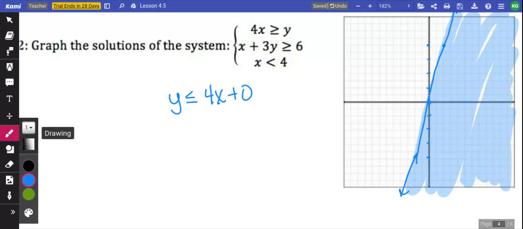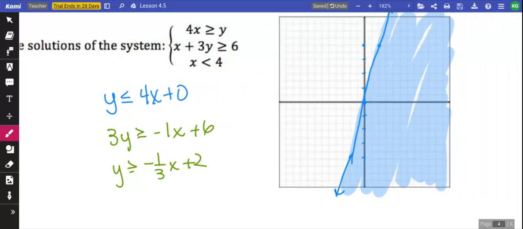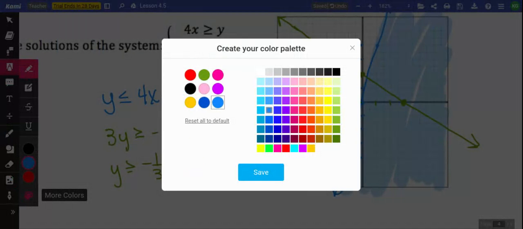Okay, on the second one, it's not in y equals. So we're going to have to subtract the x from both sides and divide everything by 3, plus 2. So I'm going to start at 2 and go down 1 over 3. And that one is also a solid. And it is shaded above because it's greater than.